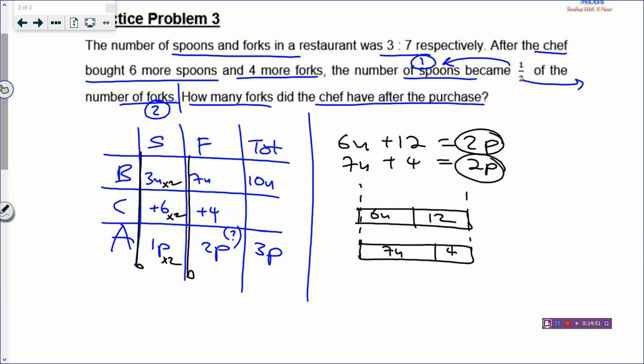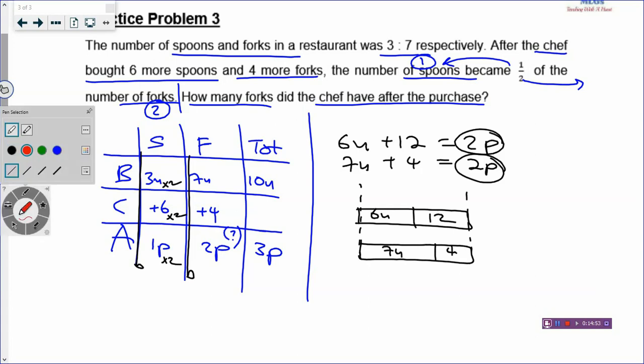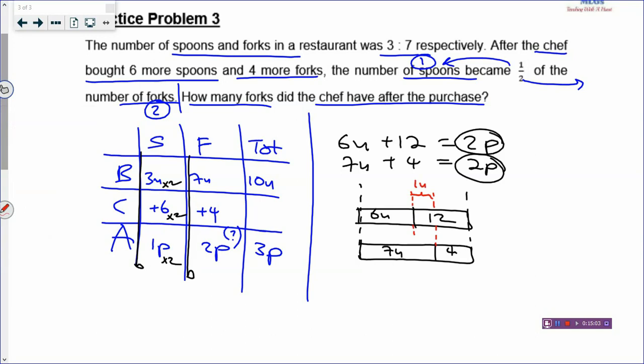Okay, then you look at the model, and then what do you do? You find the difference. You look for the difference. Can you see the difference? So look at the units. 7 units minus 6 units, you can see there's 1 unit difference. Then you look at the whole numbers, and can you see what's the difference? You have 12 minus 4, which is 8. So what does it tell you? It tells you that 1 unit is equal to 8.